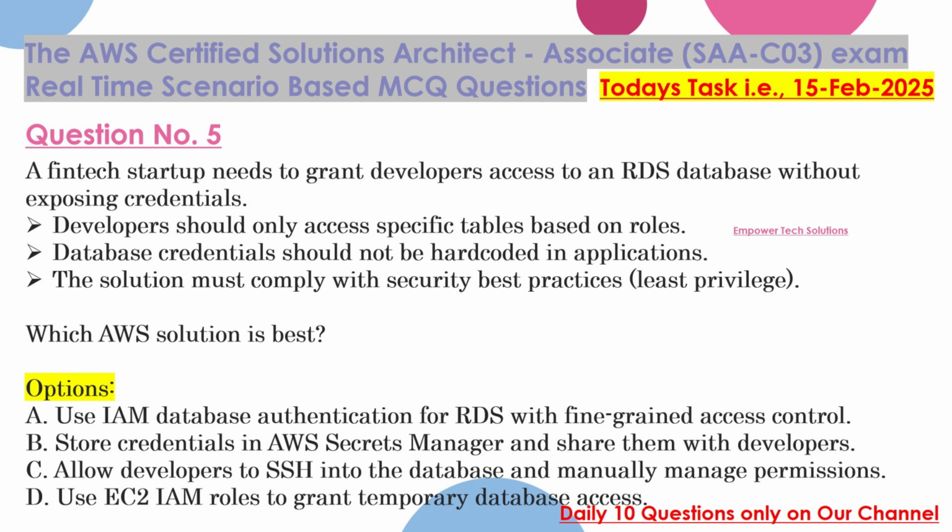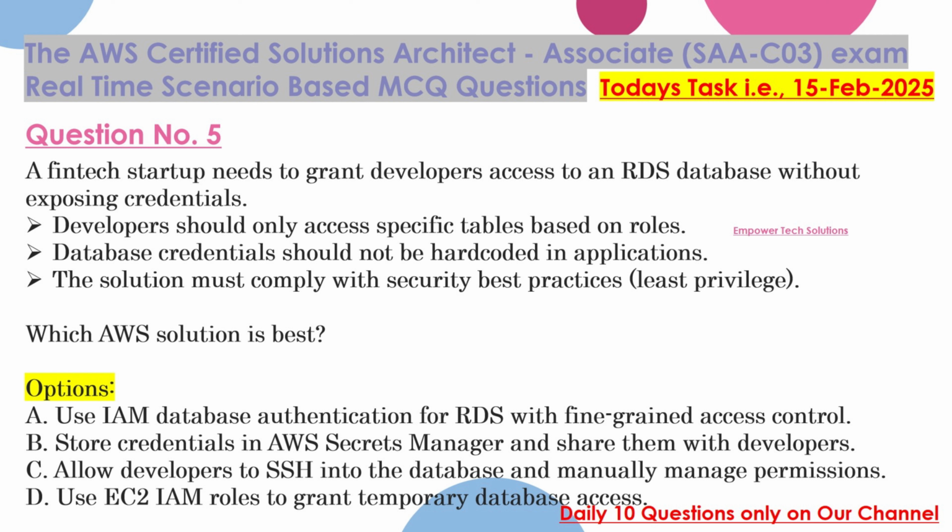Question 5. A fintech startup needs to grant developers access to an RDS database without exposing credentials. Developers should only access specific tables based on roles. Database credentials should not be hard-coded in applications. The solution must comply with security best practices, least privilege. Which AWS solution is best?